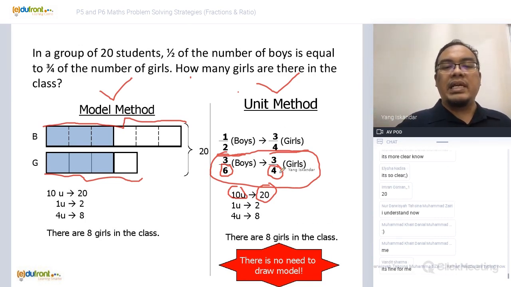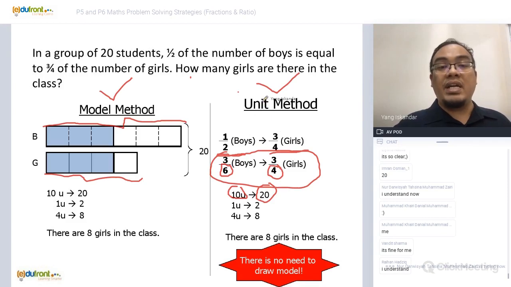Okay, so you can see here, and they can ask a different variation to the question. Here they ask you how many girls are there. Then they can also ask you how many boys are there. Boys, 6 units of boys, right? So they can ask you for the total. Total is 6 plus 4, which they tell you is 20.